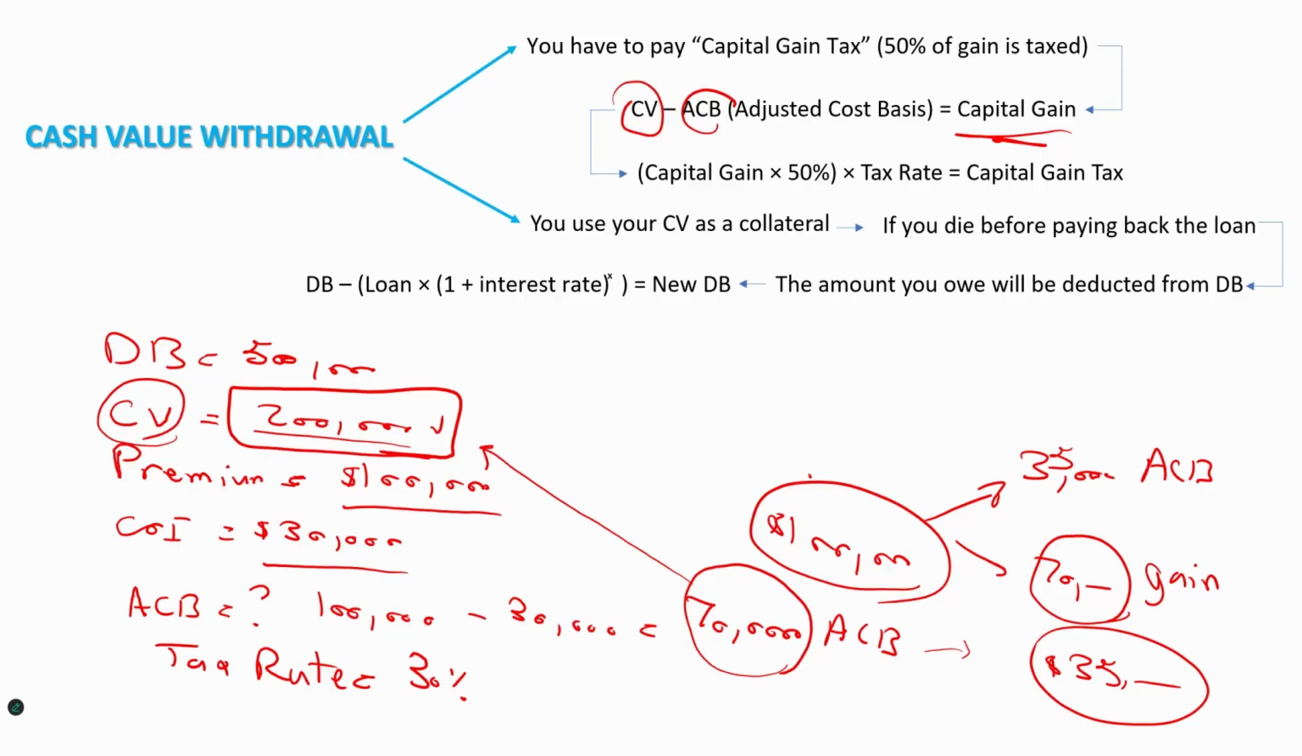All right. If it's a partial surrender, you kind of look at the portion, and based on that, you will reduce your ACB as well. So a part of that money that you're taking out, a part of it is your ACB, and a part of it is your growth.